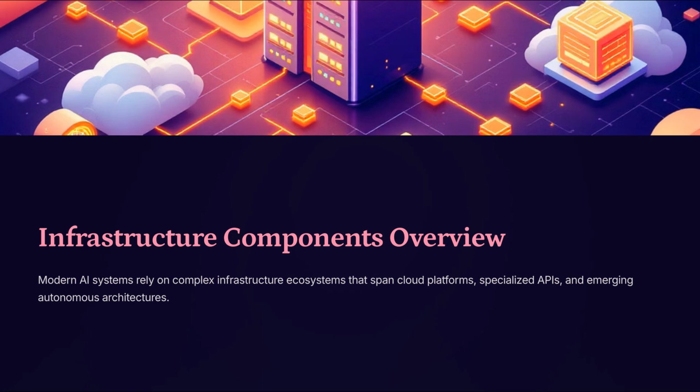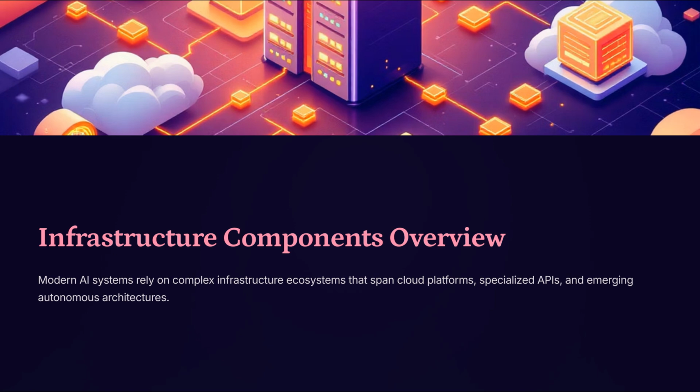As we transition from discussing deployment strategy fundamentals, it's essential to recognize that the backbone of modern AI systems is a complex infrastructure ecosystem. This ecosystem encompasses a diverse range of components, including cloud platforms, specialized APIs, and innovative autonomous architectures. These elements work together seamlessly to support the deployment and scalability of AI applications. For instance, cloud platforms provide the necessary computational power and storage, while specialized APIs facilitate advanced functionalities, allowing developers to leverage cutting-edge machine learning capabilities. Understanding this infrastructure is critical as it lays the foundation for the effective implementation of AI solutions.